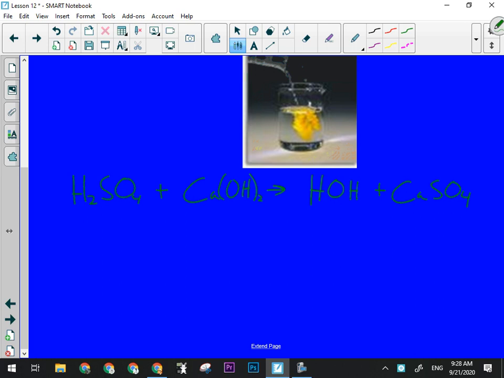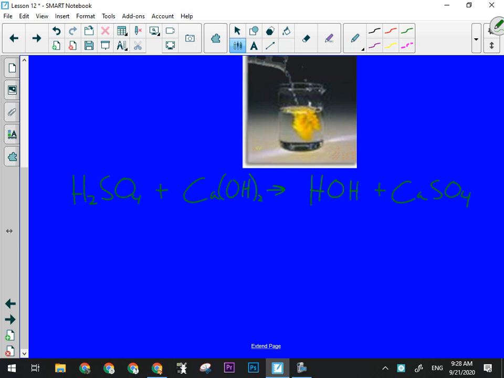Okay, so I want to start out with my biggest number when I'm balancing. Well, there's a 4 here, but there's how many sulfates? Just 1. Okay, so that's not my biggest number. My biggest number is 2. Right, so I can start with hydrogen or hydroxide, doesn't matter which. I'm just going to start here because it's the beginning of the reaction.